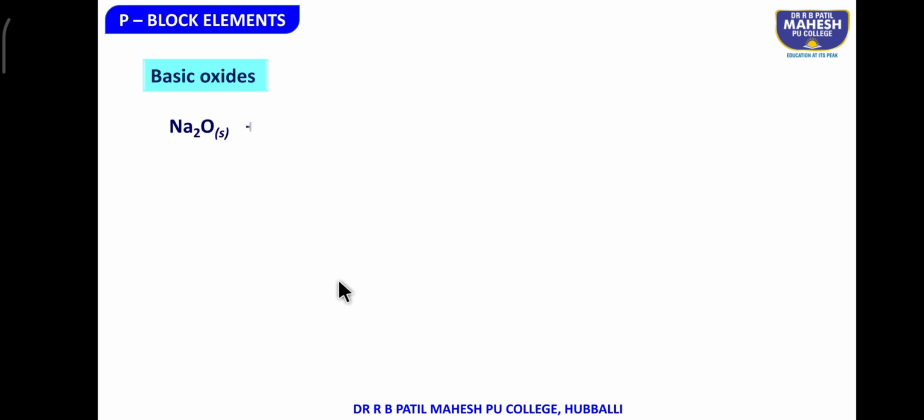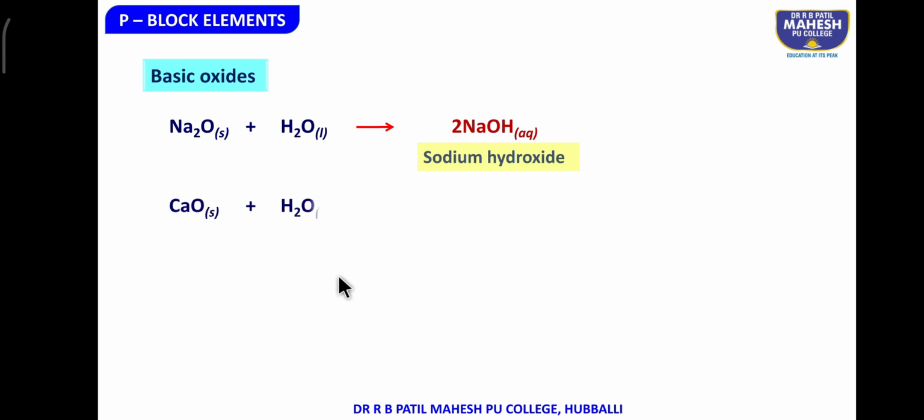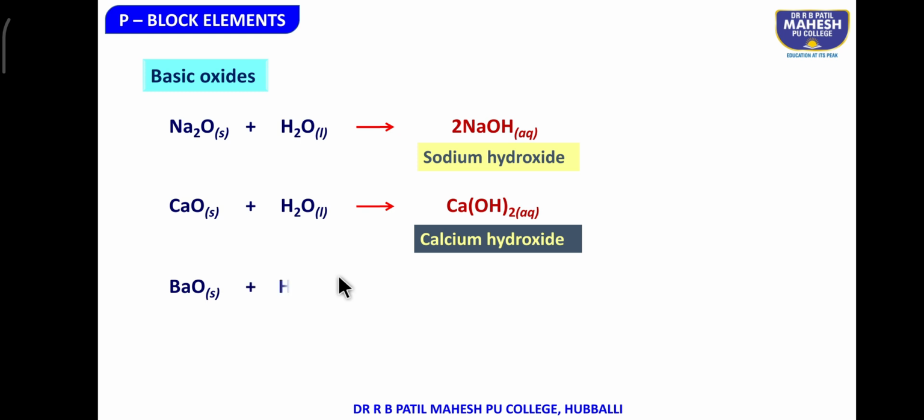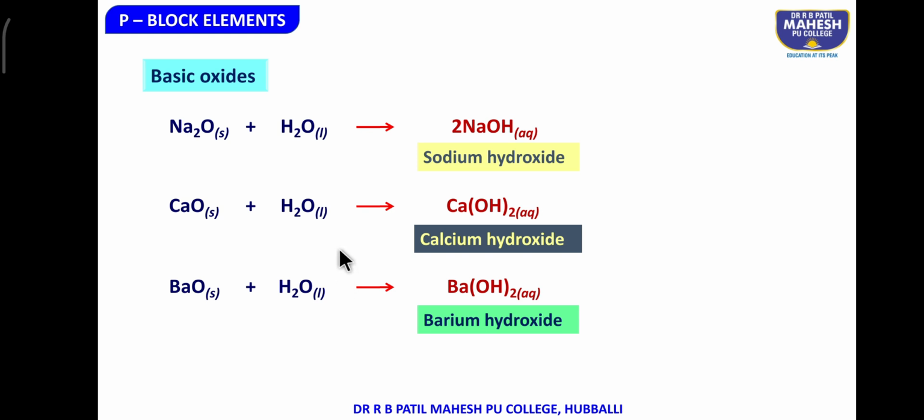Basic oxides. Na2O when dissolved in water forms sodium hydroxide. Calcium oxide when dissolved in water forms calcium hydroxide. Barium oxide when dissolved in water forms barium hydroxide. So students, remember, acidic oxides are those that when dissolved in water form acids. Similarly, basic oxides are those that when dissolved in water form bases.